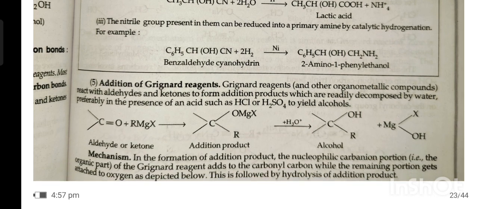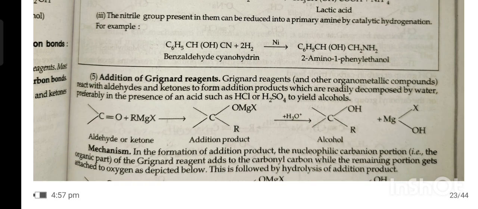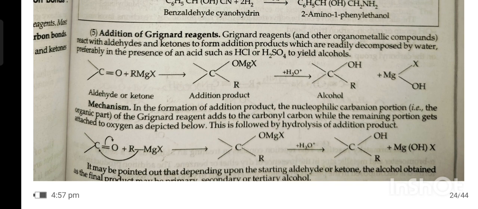Fifth, addition of Grignard reagent. Grignard reagent and other organometallic compounds react with aldehydes and ketones to form addition products which are readily decomposed by water, preferably in the presence of an acid such as HCl or H2SO4, to yield alcohol. Aldehyde or ketone with Grignard reagent gives an addition product, then hydrolysis gives alcohol.